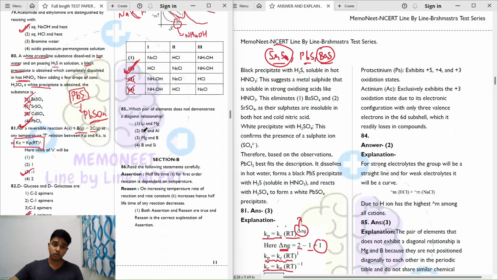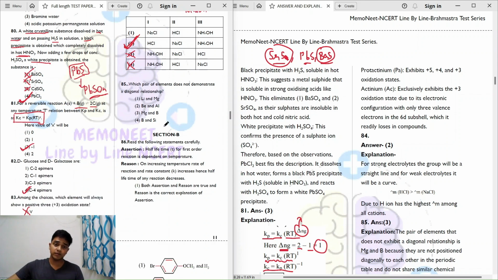Moving on to the last question of section A. Which pair of elements does not demonstrate a diagonal relationship? So what is a diagonal relationship? If I draw the periodic table a bit, not the entire table, I'll just draw the S block here. So here we have hydrogen, then helium, then lithium, beryllium, boron, and so on.